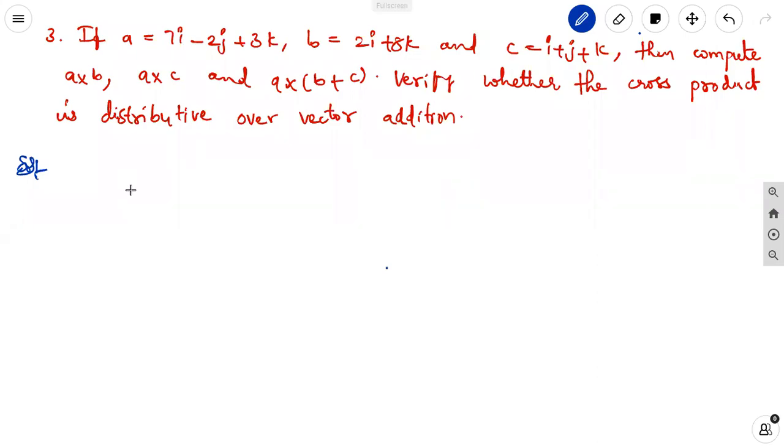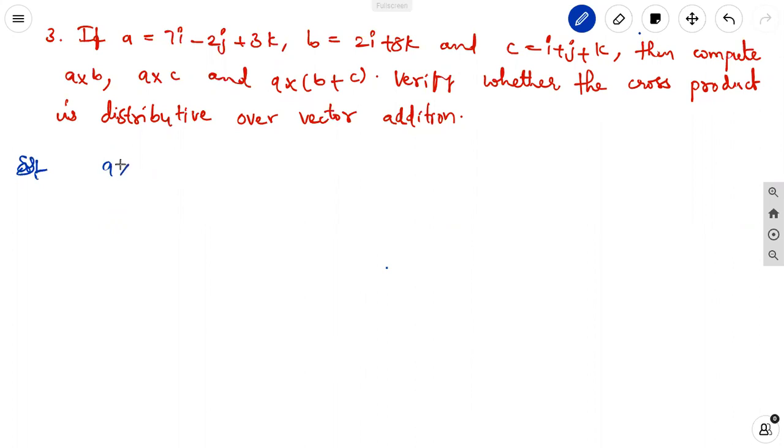Third problem: if A equals 7i minus 2j plus 3k, B equals 2i plus 8k and C equals i plus j plus k, then compute A cross B, A cross C and A cross (B plus C). Verify whether the cross product is distributive over vector addition.